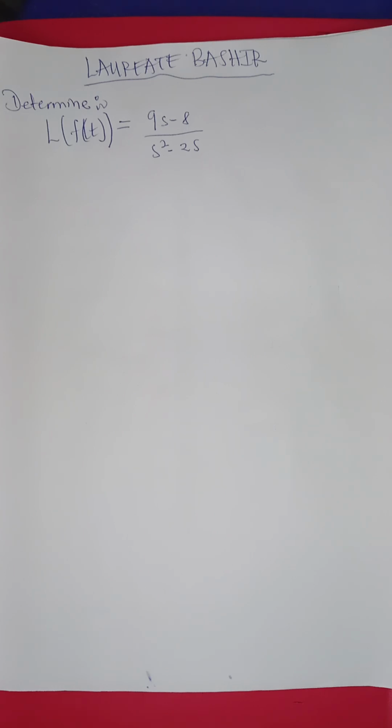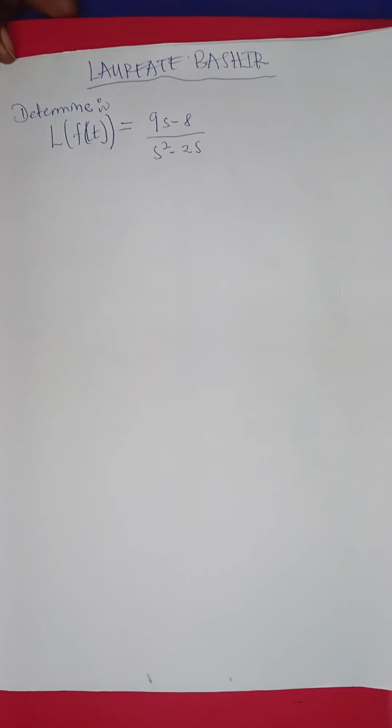So consider this question. They say determine, given the Laplace of function of t, 9s minus 8 divided by s squared minus 2s. So in short, what they're asking you to determine directly is the Laplace inverse of the function of t. So how do you determine the Laplace inverse of this?